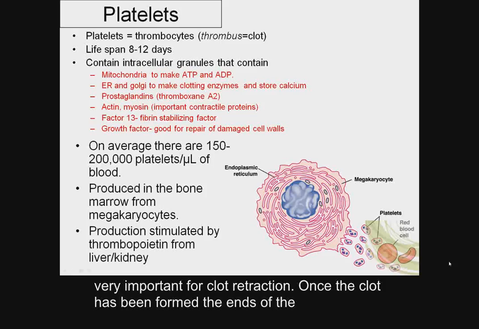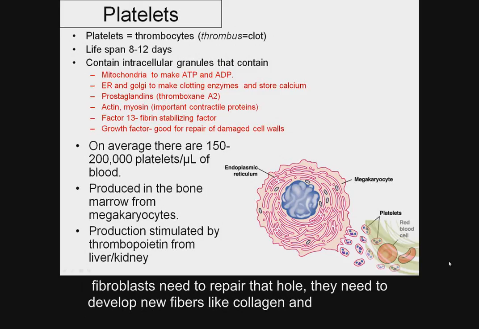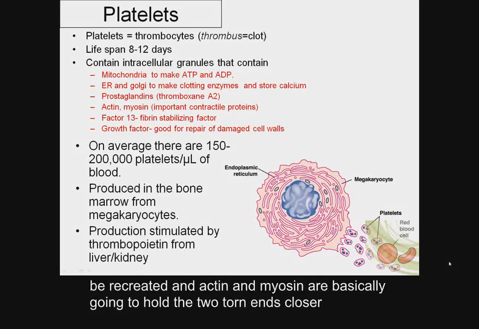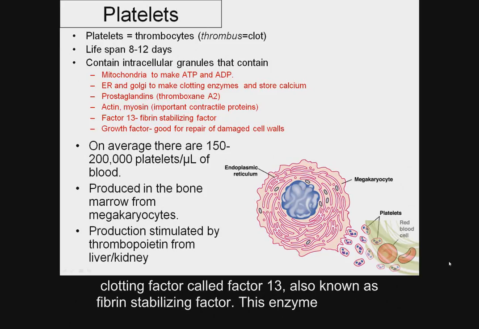There's also actin and myosin. These are contractile proteins inside the platelets, and they are very important for clot retraction. Once the clot has been formed, the ends of the tear need to be pulled in closer proximity so that remodeling can occur. The fibroblasts need to repair that hole. They need to develop new fibers like collagen and elastin. So basically, the cells need to repopulate, and the basement membrane needs to be recreated, and actin and myosin are basically going to hold the two torn ends closer together to facilitate that repair.